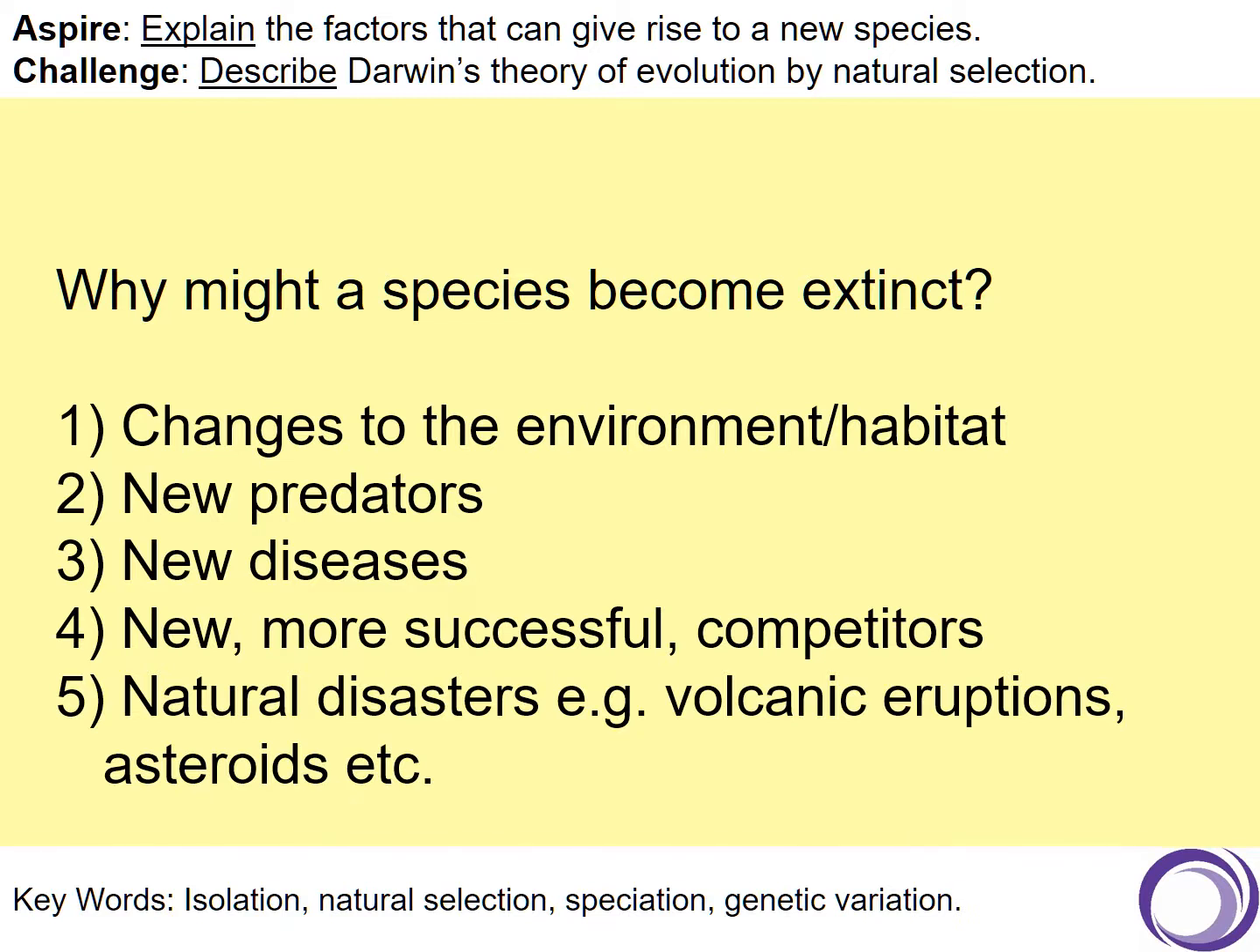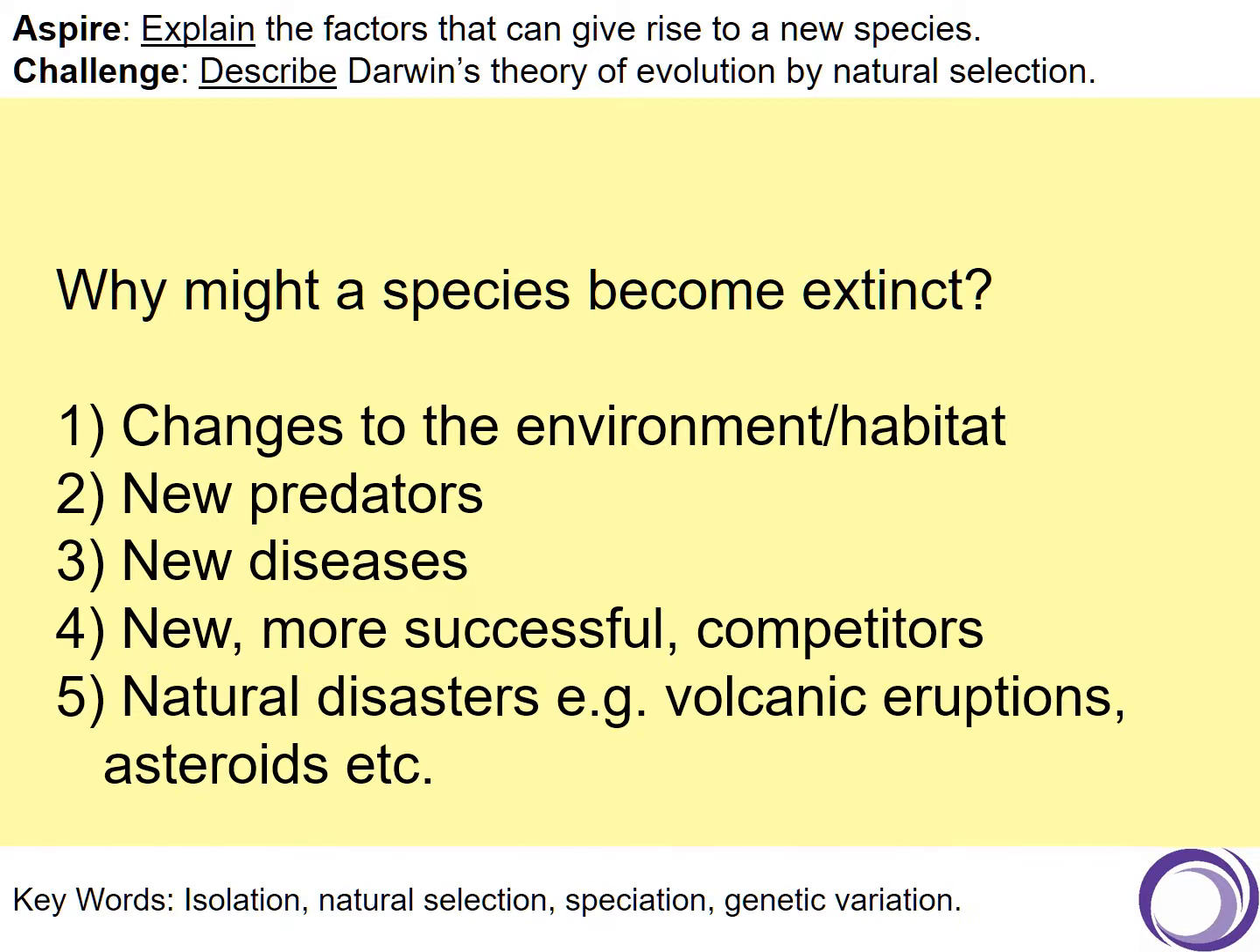Another reason, new, more successful competitors. So new mutations can give one type of organism an advantage over another, and then these individuals can outcompete other individuals. This may mean that a new, more successful competitor can take over an area of land or take over a habitat and cause the original population to become extinct.